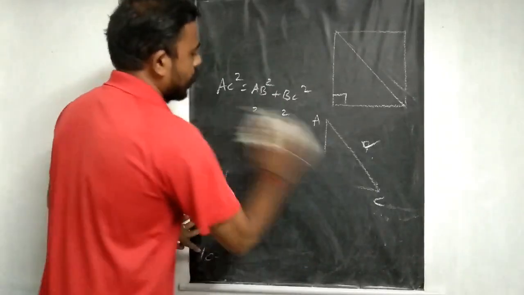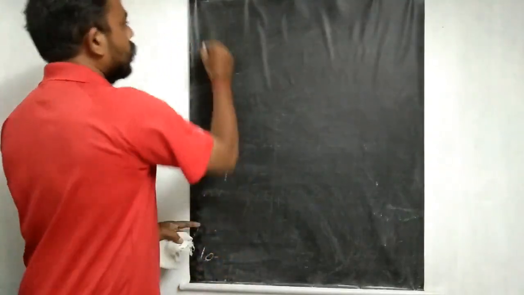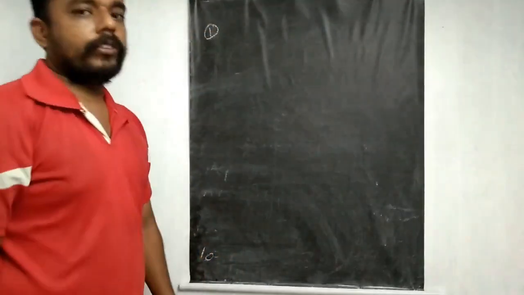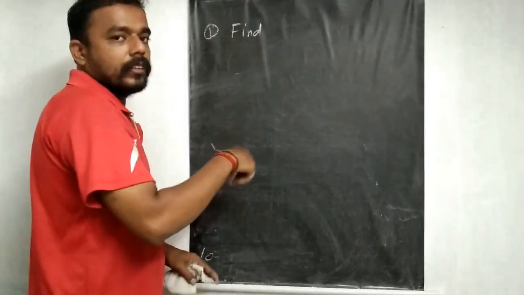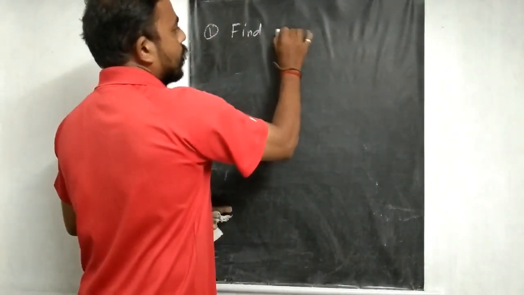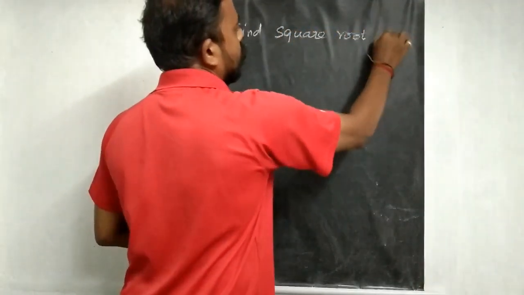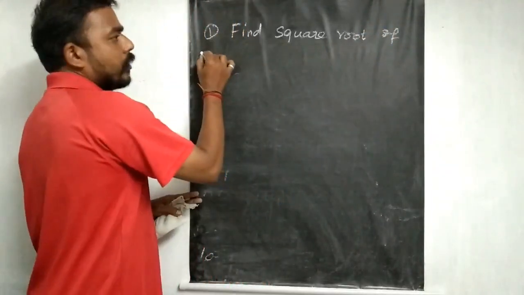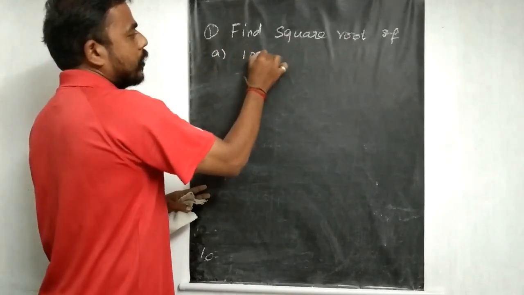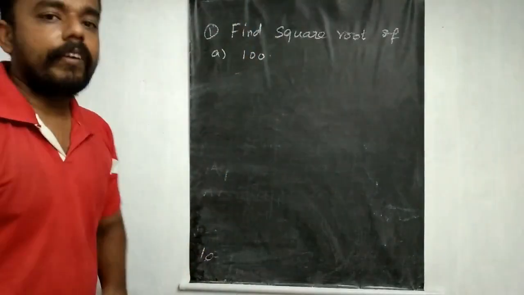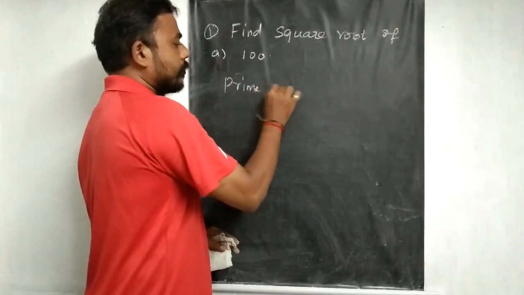So the first process: we are going to find the square root of the following numbers, suppose 100, using prime factorization. This is the method, so prime factorization we are going to study.